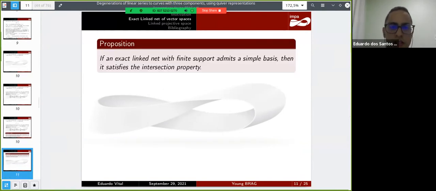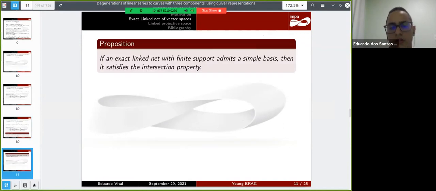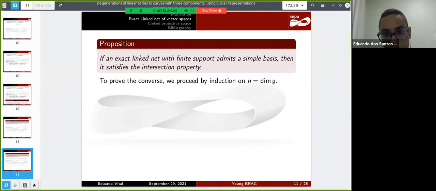So here we give an idea of the proof. Now, in the first direction, if an exact linked net with finite support admits a simple base, then it satisfies the intersection property, right? This proposition is not difficult because when the linked net admits a simple base, you can describe these kernels with some set condition. And to prove the proposition turns out to use essentially set theory, right? To prove the converse, you proceed by induction on the dimension of G, right?